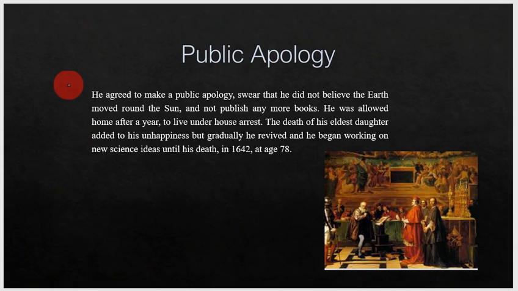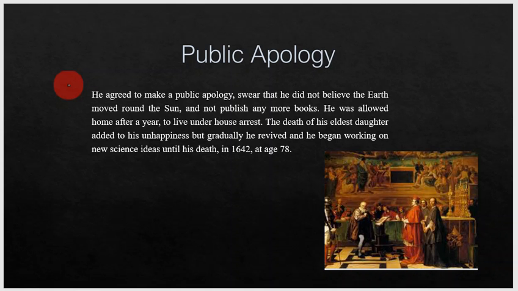So as time went by, Galileo agreed to make a public apology. Even though he was on the right track, and based on the evidence he felt that he was right, he still fell on his sword and made a public apology. So Galileo agreed to make a public apology and swear that he did not believe the Earth moved around the sun, and not publish any more books about this. He was allowed home after a year to live under house arrest.